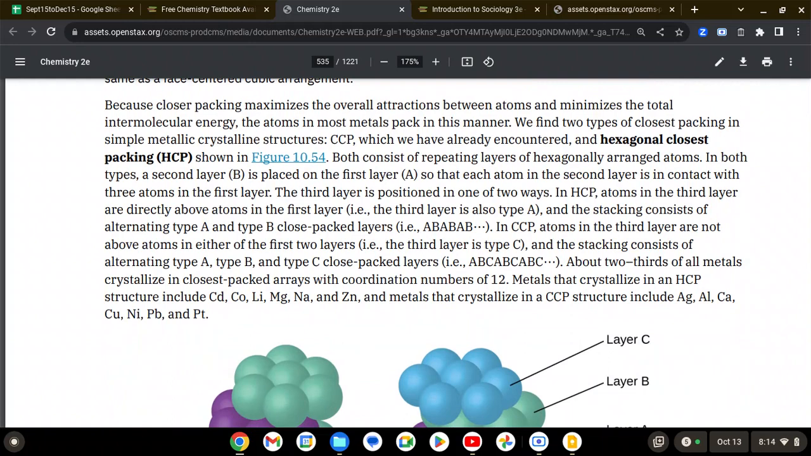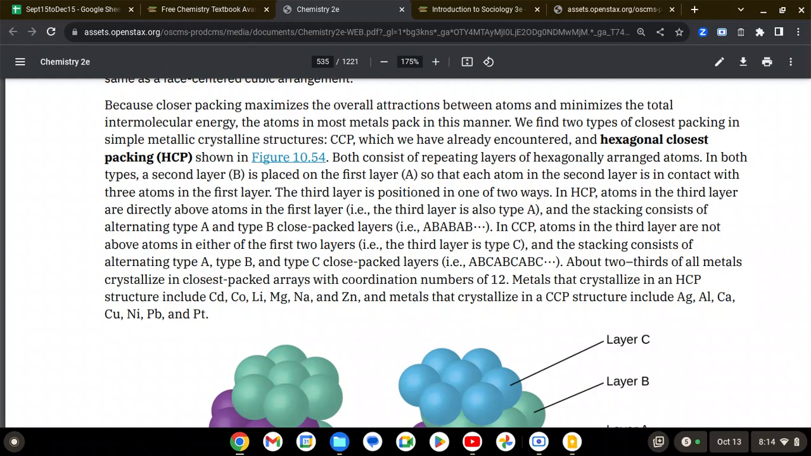In both types, a second layer is placed on the first layer, so that each atom in the second layer is in contact with 3 atoms in the first layer. The third layer is positioned in one of 2 ways. In HCP, atoms in the third layer are directly above the atoms in the first layer, and the stacking consists of alternating type A and type B close-packed layers. In CCP, atoms in the third layer are not above atoms in either of the first 2 layers, and the stacking consists of alternating type A, type B, and type C close-packed layers.